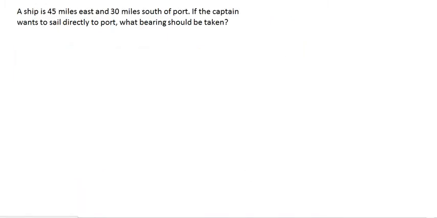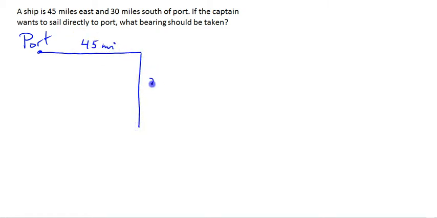All right, another bearing question. A ship is 45 miles east and 30 miles south of port. So if we make this point our port, then I'm going to go 45 miles east and 30 miles south. And here's our boat. If the captain wants to sail directly to port, what bearing should be taken? In other words, what's theta going to be?